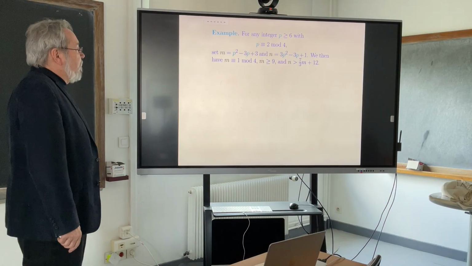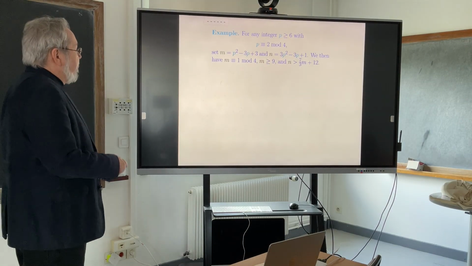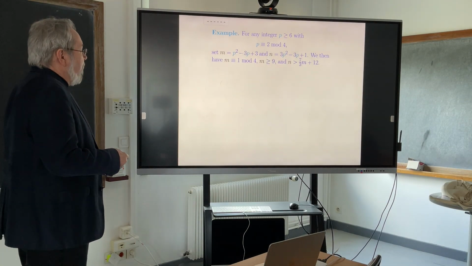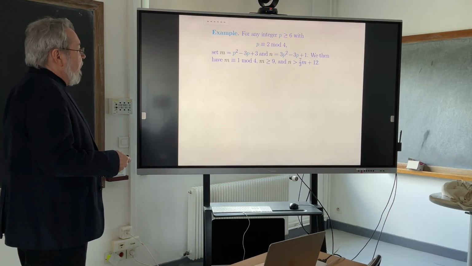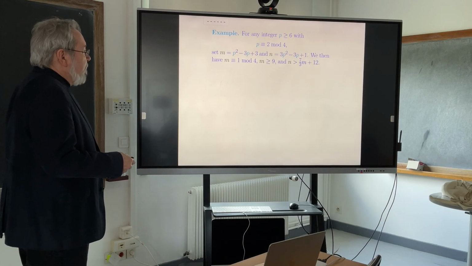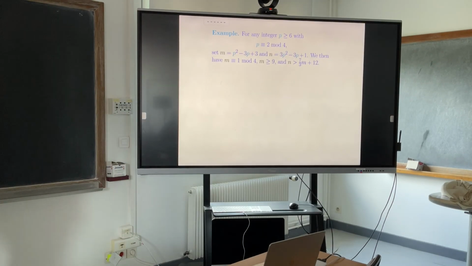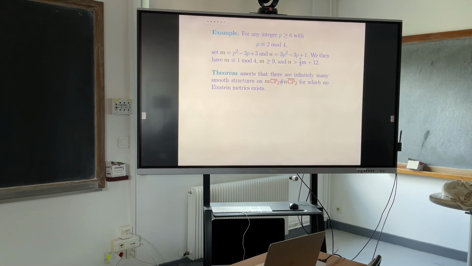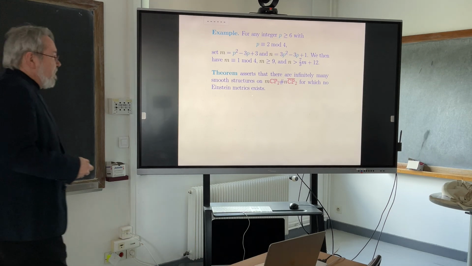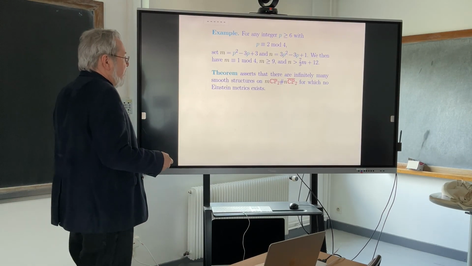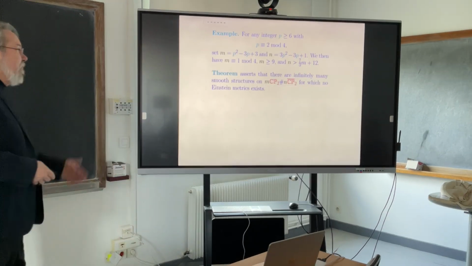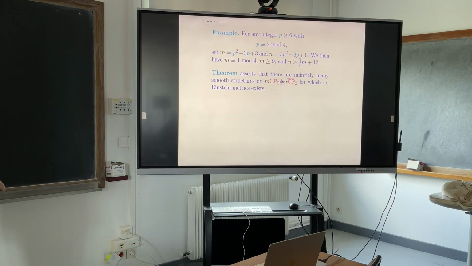So if you take an integer p, set m equal to p squared minus 3p plus 3, and n is 3p squared minus 3p plus 1, then this m is 1 mod 4, it's bigger than or equal to 9, and n is greater than or equal to 7/3 m plus 12. That was the hypothesis. So that previous theorem says m CP2 connected sum n CP2 bar has infinitely many smooth structures for which no Einstein metric exists.